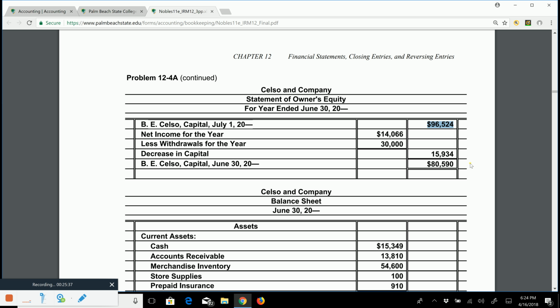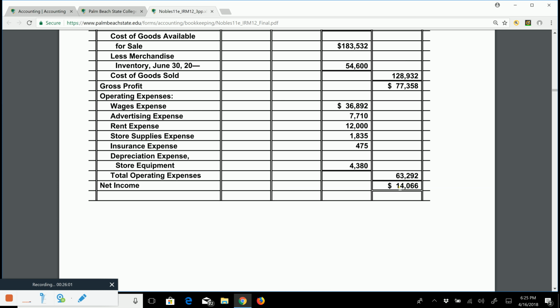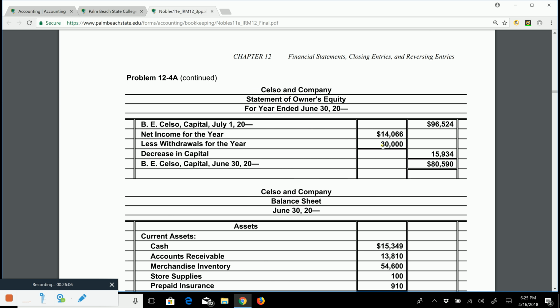$96,524. And as we saw earlier in this homework, in an earlier homework problem, how does capital increase? Well, it increases for the net income. All right, this net income number is going to get closed out to capital, $14,066. And where do we get that number? Well, we just calculated it on the income statement a few seconds ago. So that will increase the capital account. And what will decrease the capital account are the drawings. And there is an account also on page 568 called B.E. Kelso Drawing. And there you will find your $30,000.